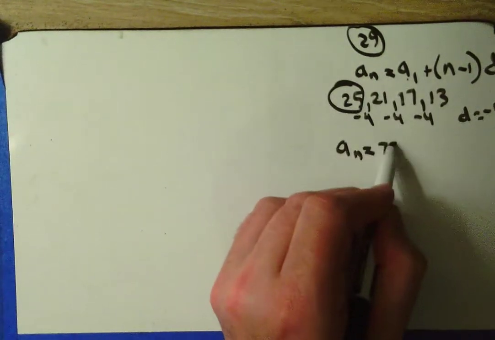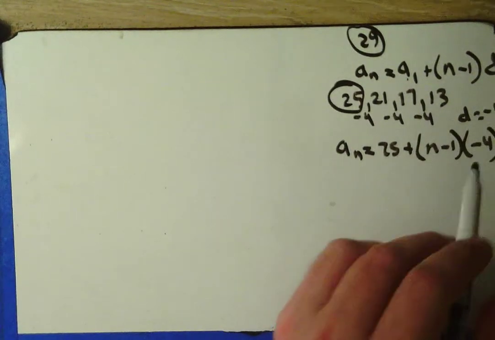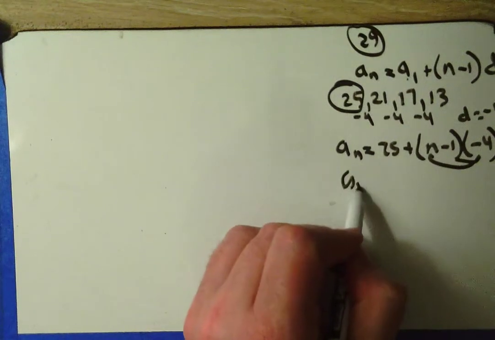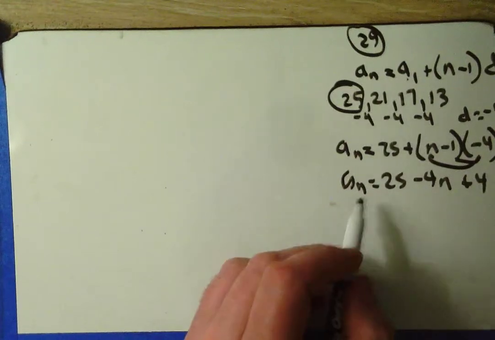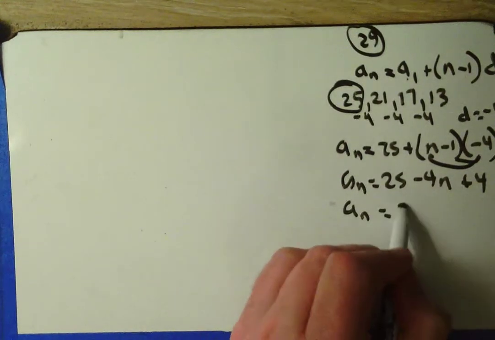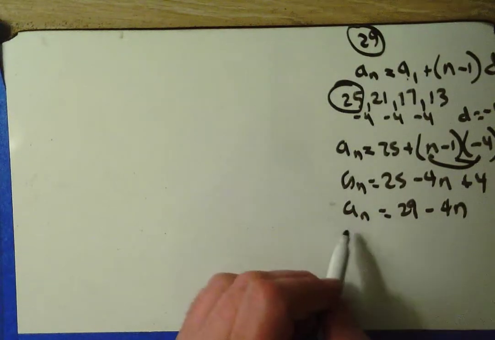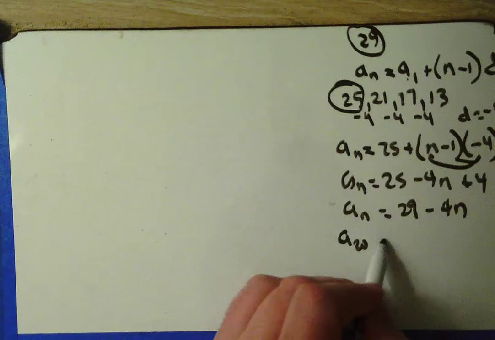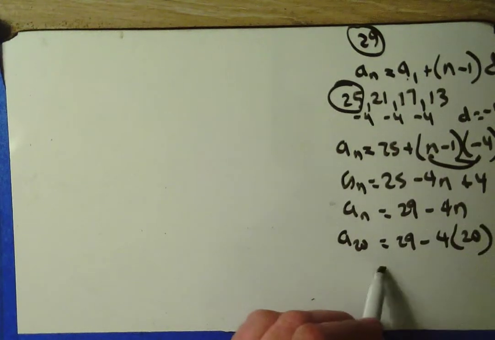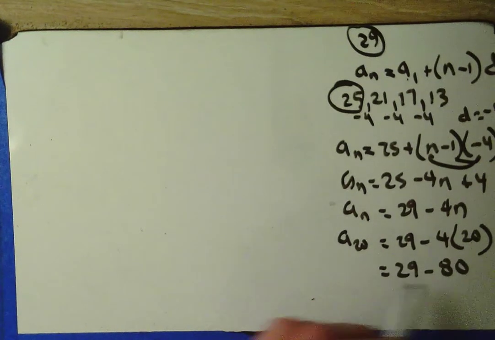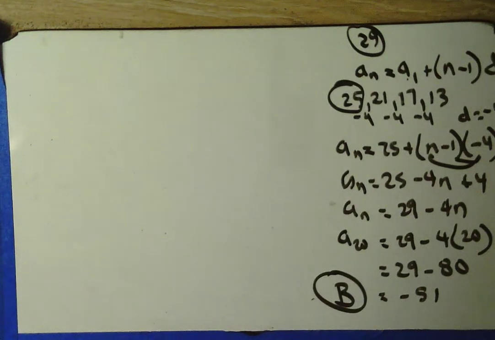So a sub n is 25 plus n minus 1 times -4. If I distribute that -4, I get a sub n equals 25 minus 4n plus 4, or a sub n equals 29 minus 4n. They asked for the value of the 20th term, so a sub 20 would be 29 minus 4 times 20, or 29 minus 80, which is -51, which is why choice B is my answer for number 29.